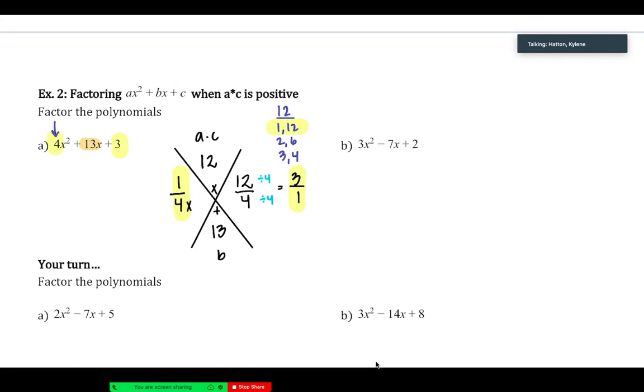So remember, 4x and 1x in the denominator, and then we go from the bottom up. So from the 1 over 4x, that becomes the factor 4x plus 1. And from the 3 over 1x, that becomes the factor x plus 3. So 4x plus 1 times x plus 3.